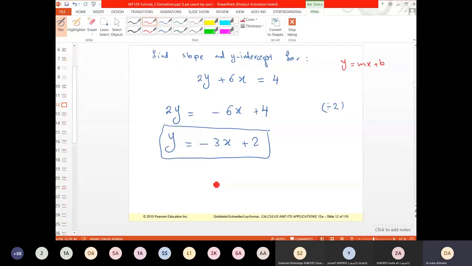Yeah. So now, what's my m? It's minus 3. And what's my intercept? It's 2. And as a point, my intercept is (0, 2). This is my y-intercept, where I cut the y. Is it clear? You can see the board here? Good.